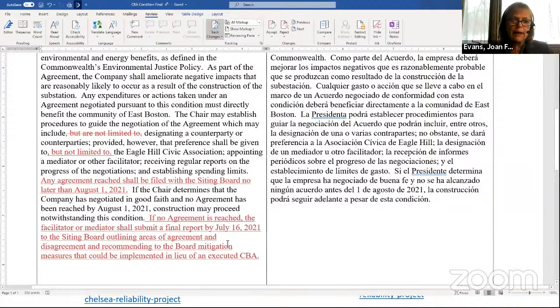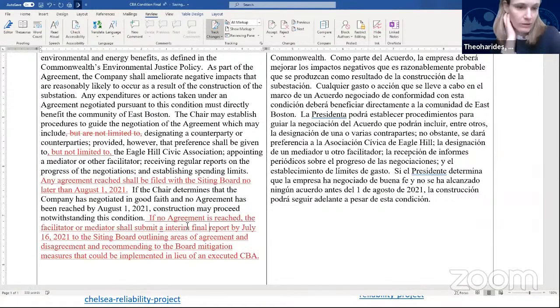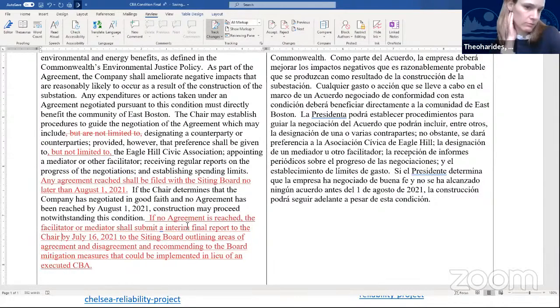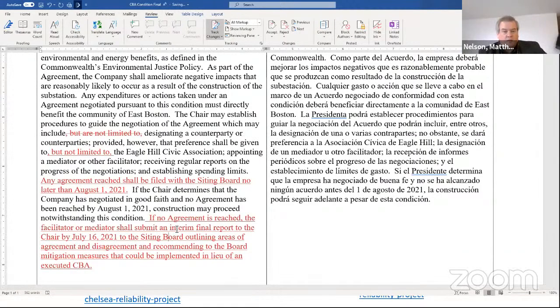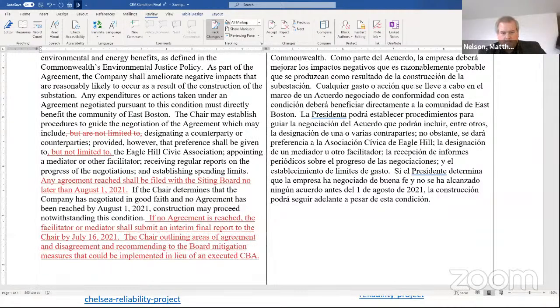Mr. Hazel, can you edit this while we're talking to indicate that the final report goes to the chair? It shouldn't be called the final report if it's coming to me on July 16th. It should be called the interim final report because there are things that can change. Yeah. Thank you. And then I think the chair has the discretion to submit the interim final report to the siting board. That's correct. So why don't we take out "to the siting board" and just leave that part. Yeah.